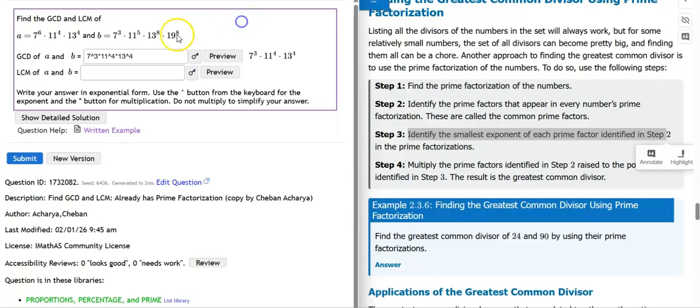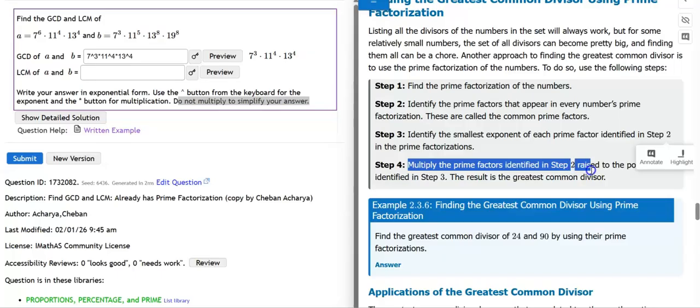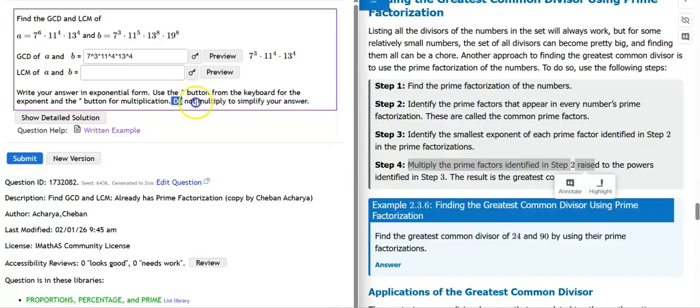So that's the GCD, but do not multiply to simplify the answer. Even though step 4 says to multiply the prime factors identified in step 2, here it tells you not to multiply because the number is very, very large. So just keep it as it is as the greatest common divisor.